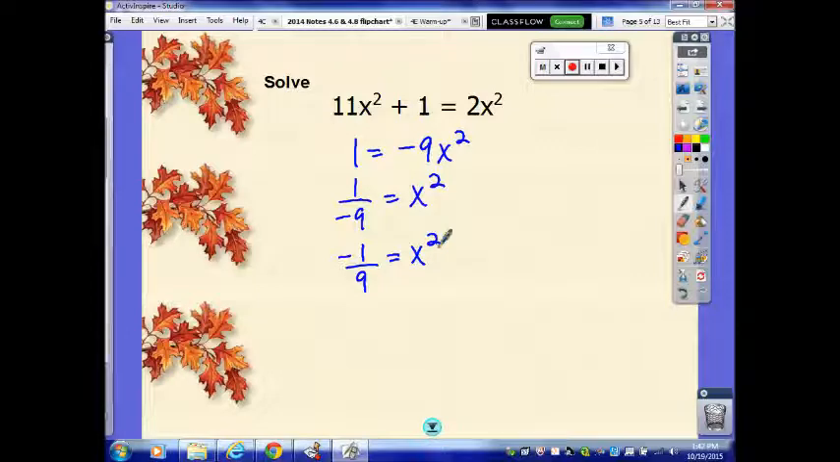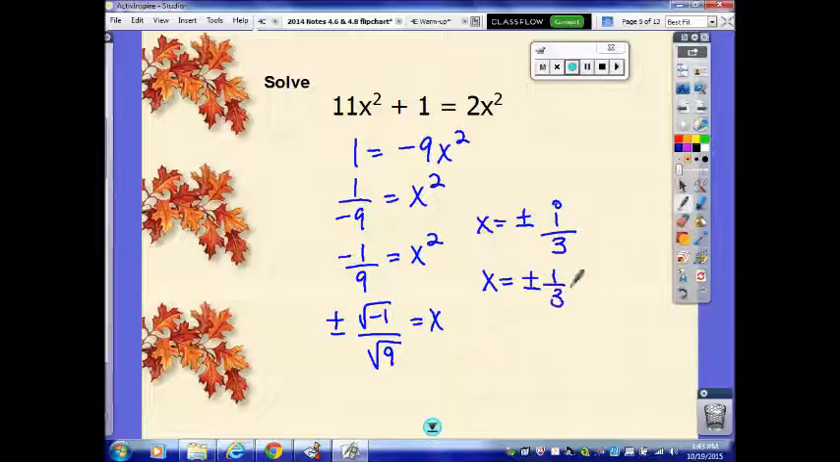Alright, let's square root both sides. So we're going to get plus or minus the square root of -1 over the square root of 9. So my final answers are, that's going to be i over the square root of 9, which is 3. So let's write it in standard form, plus or minus 1/3 i. So my two answers are -1/3 i and positive 1/3 i.